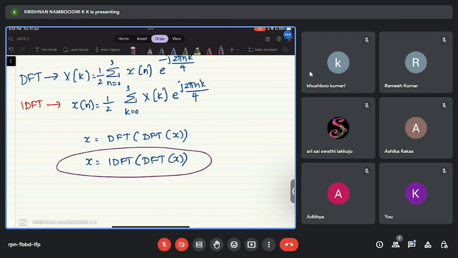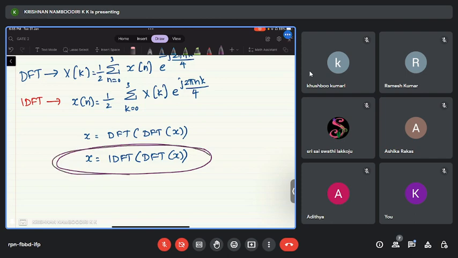Do you agree with that? Yeah. So now what should be done? Here we know this fact, but out of the 4 options given, we need to determine which X will satisfy this relation. So here it is not IDFT, here it is DFT.